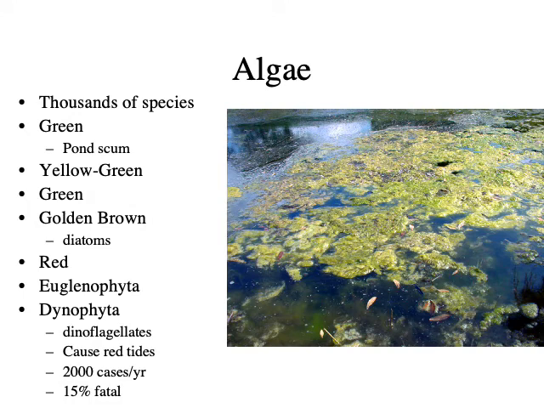Here's a typical green algae. One of the cool things about algae is it's really easy to identify the color, and that's the category of the algae. So there's green, yellow-green, golden, red.